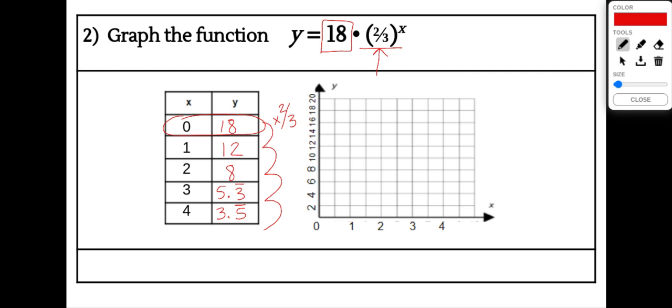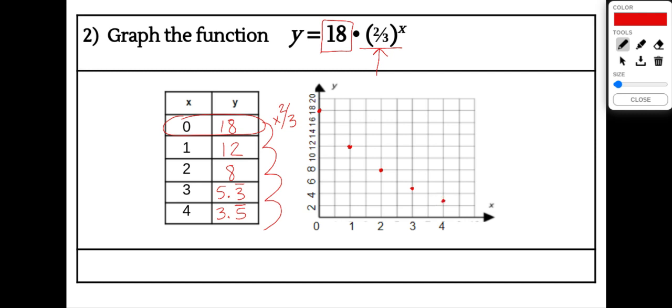Okay, so now we've built ourselves a table. Let's go over and graph it. So 0, 18, y-intercept all the way up here. Then over 1, up about 12. Over 2, up about 8. Over 3, up about 5.3 repeating. And then over 4 on the x and up about 3.5.